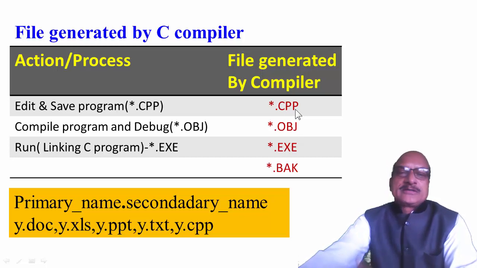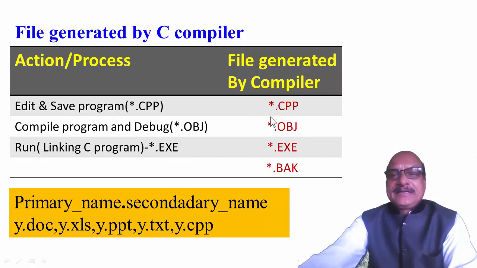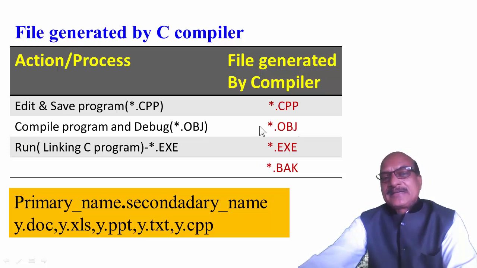If you use the earlier version of C language, the extension will be .C. Star represents the primary name given by the user, and the secondary names are given by the compiler. So when we compile a program and debug it, the file generated will be star.obj, an object file will be generated. And when you link the program, when you run the C language program, the file .exe will be generated.